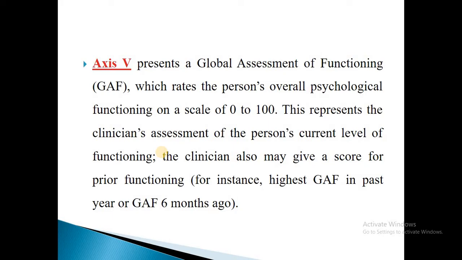A score may also be given for prior functioning, for instance, the highest GAF, Global Assessment of Functioning, in the past year or the GAF 6 months ago. This way you can check on your functioning every 6 months or 1 year.